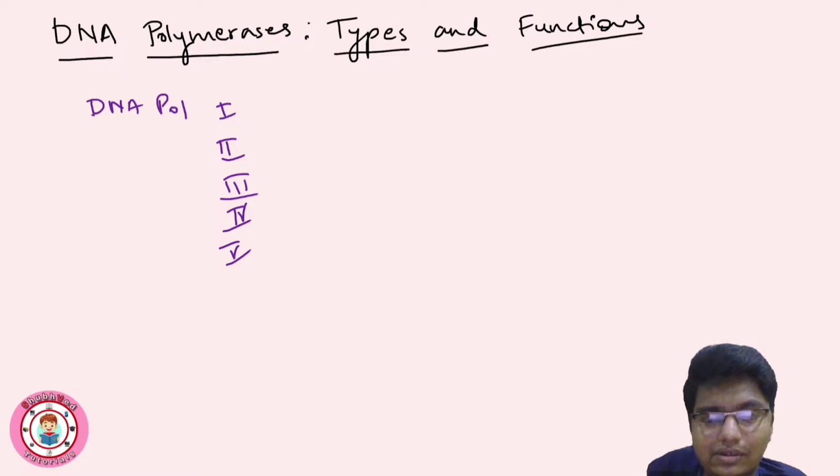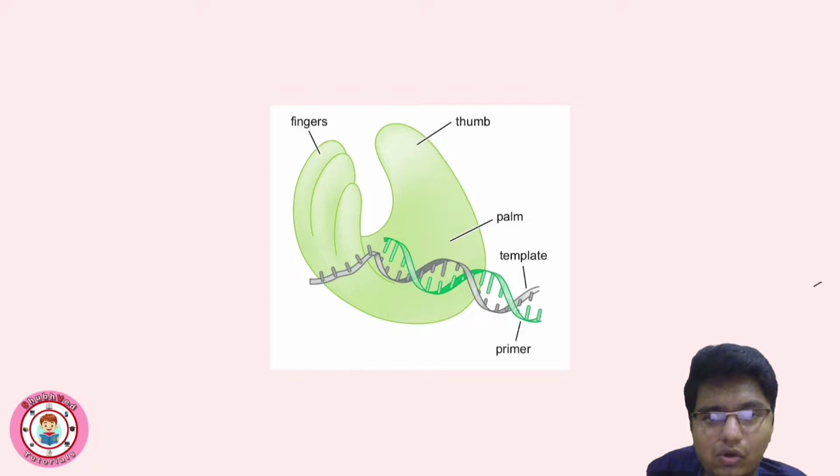Basically, the structure of the DNA polymerase is the same in prokaryotes as well as eukaryotes. This is the structure of DNA polymerase. It resembles a right hand structure. You can see here the finger domain, thumb domain, and palm domain. This is basically an enzyme that brings about DNA replication. The primary catalytic domain is the palm domain.